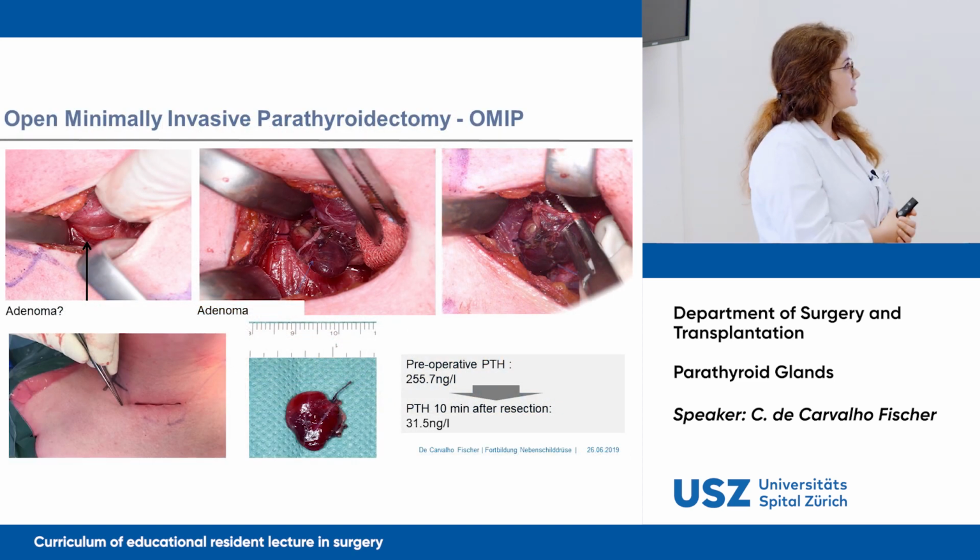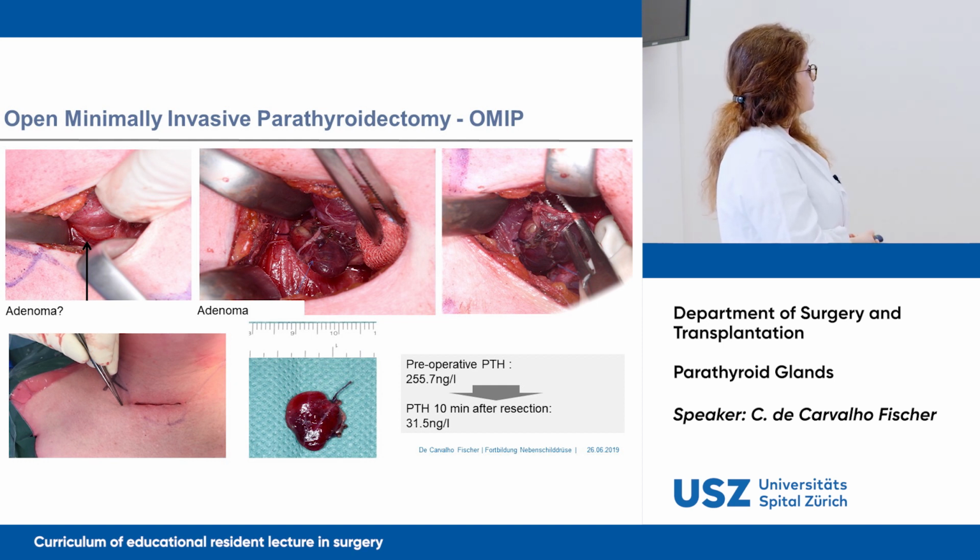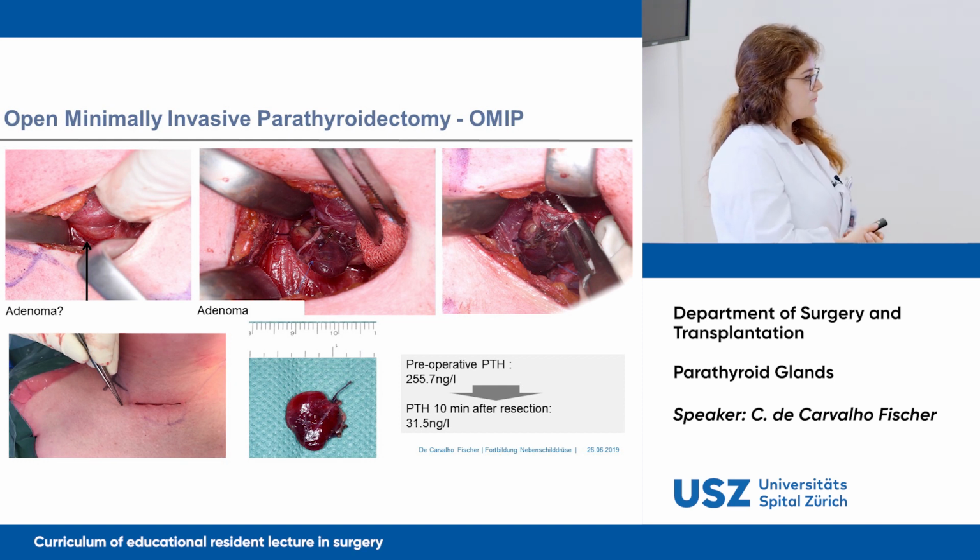So open minimally invasive parathyroidectomy is the most common procedure. In these cases, we make a limited incision above the suspected parathyroid gland. We visualize the parathyroid gland and the adenoma. The adenoma is mobilized, and the parathyroid gland is separated from its vascular structures. And preoperative PTH in this case was 255 nanograms per liter, and 10 minutes after resection of the parathyroid glands, it was at 31.5 nanograms per liter. It's important to remember that the PTH is only in the blood for a short time, which is why this analysis is possible.